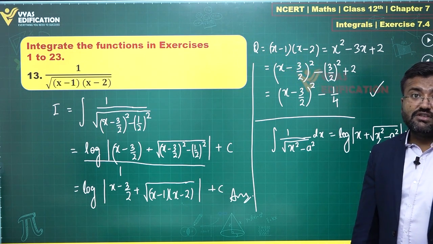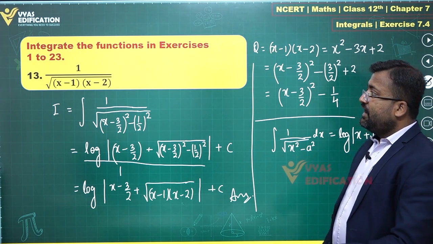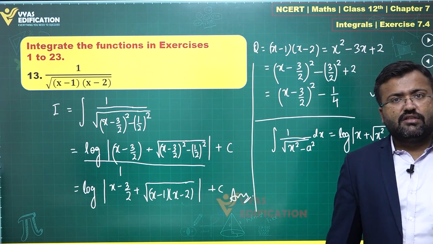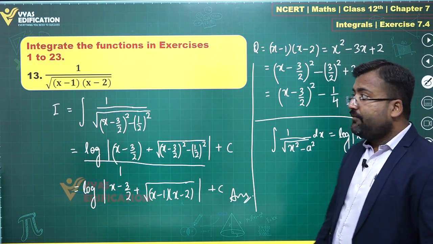As you can see, that's the required answer using this and this. These are two important things which I have used over here. One is completing the square, the other is the formula, right? If you know these two things, then solving this question is a cakewalk. That's the 13th question for us. Let's take a look at the next one.